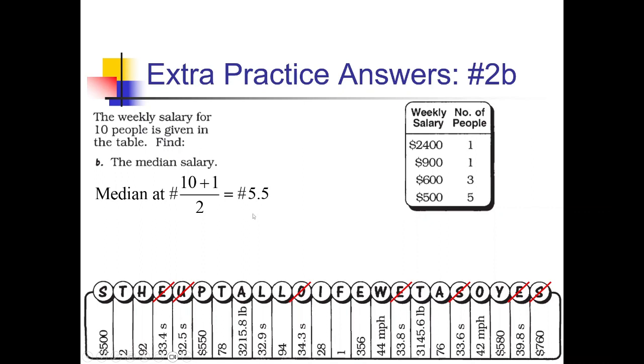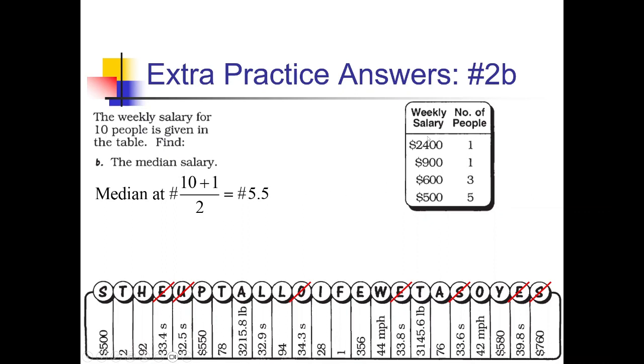Now there is no item 5.5, but what that really means is that if we were to write these in order, my median would be the average of items 5 and 6. So let me go through and actually add up how many we have, and that'll tell us where our median value falls.